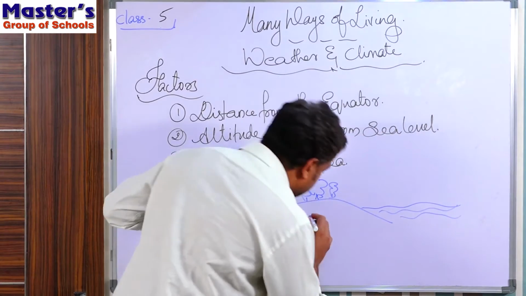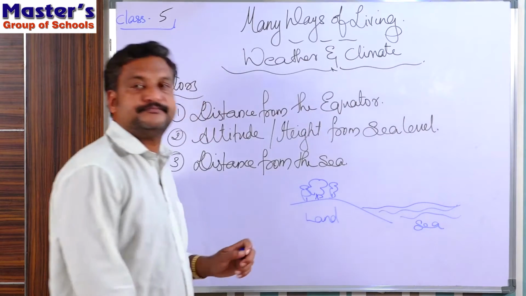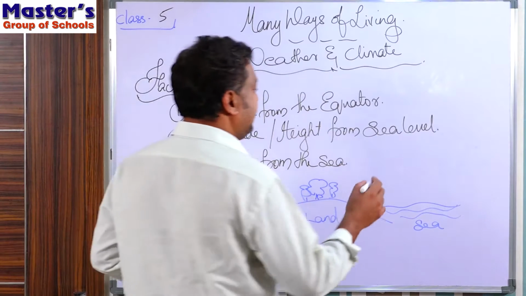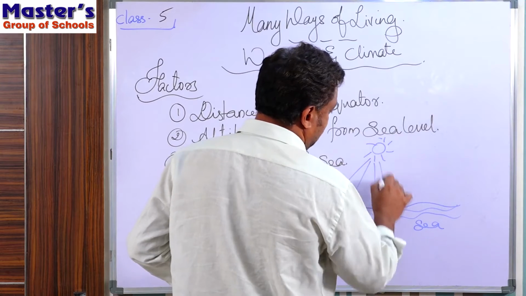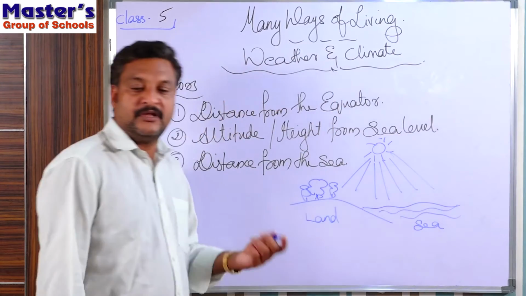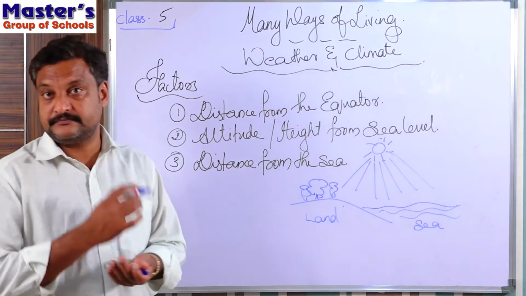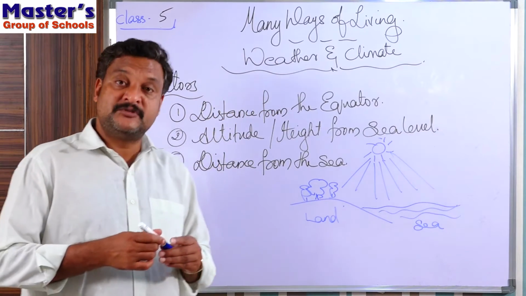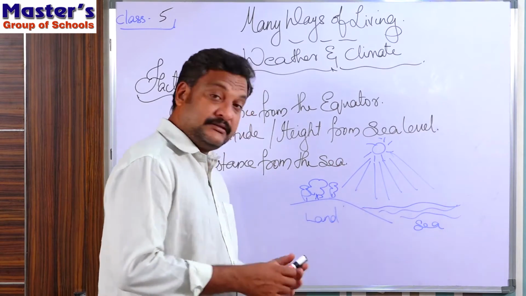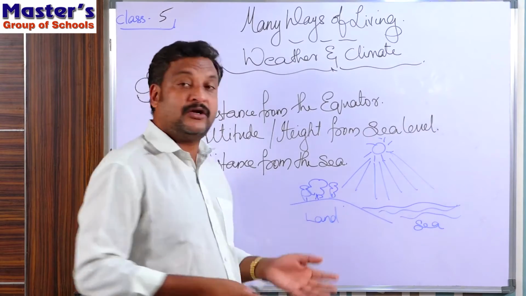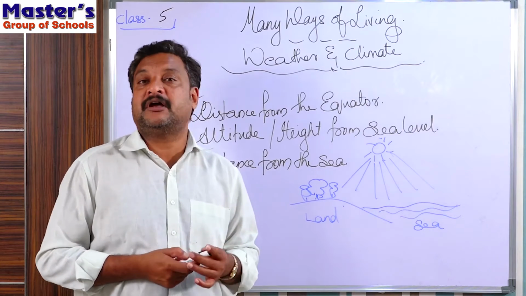So this is land and this is a sea or ocean. During the daytime, we have the sun here. The sun rays fall on both land and water. What happens here is the land becomes hotter first. The soil absorbs the heat and the atmosphere above the land also becomes hotter.